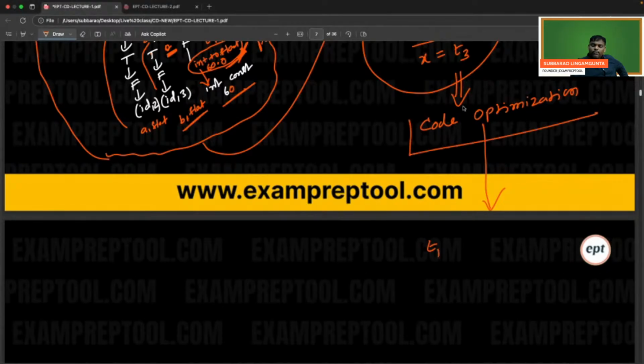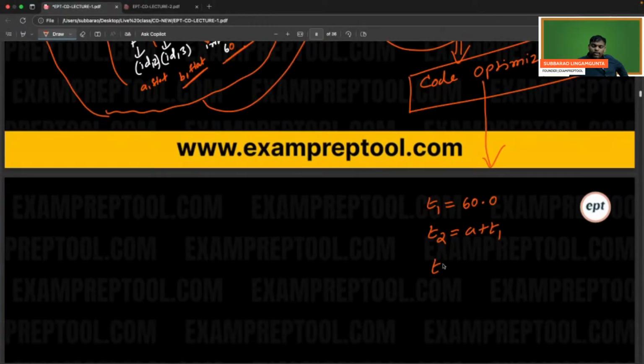Can you see this? T1 is equal to 60.0. Okay. Next one. T2 is equal to, everyone observe, A plus T1. Okay. See the next one. T2 is equal to B into T1. Okay. Next one. T2 is equal to, everyone observe, A plus T2.